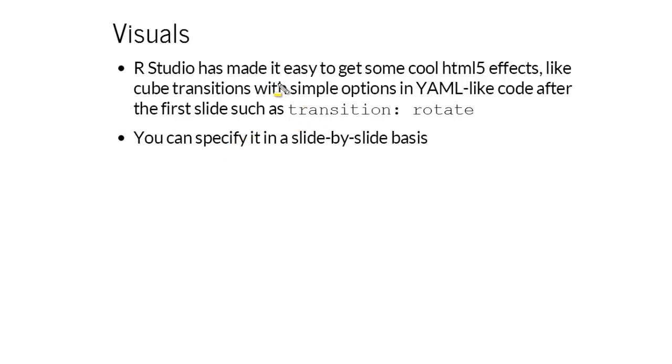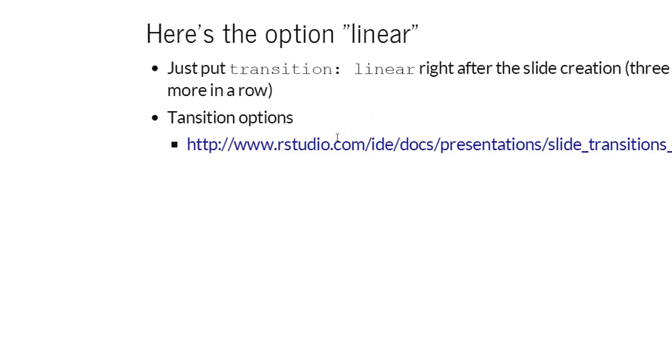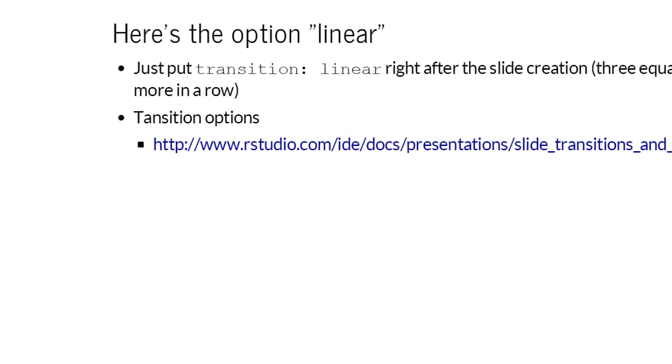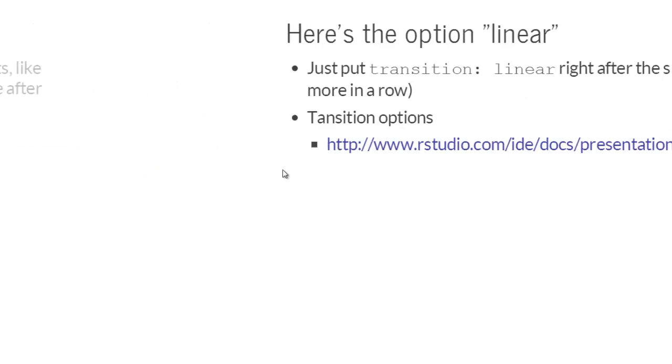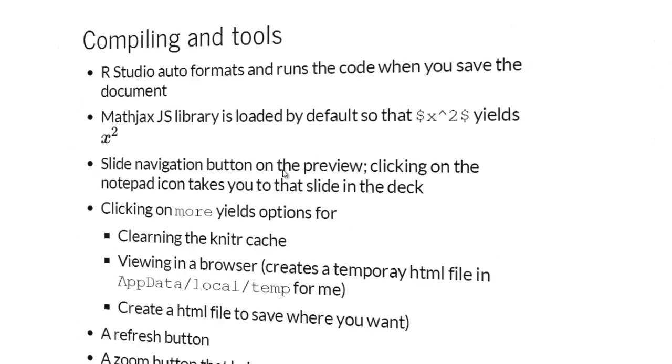So at the beginning, right after each slide, there's a kind of YAML-like code. For example, you can just put transition equals rotate, and that sets the transition to this cube-like rotate. If you do, for example, transition linear, which I think is the default, then it'll switch to this sort of linear transition. See, that's the linear transition. And then there's the cube transition.